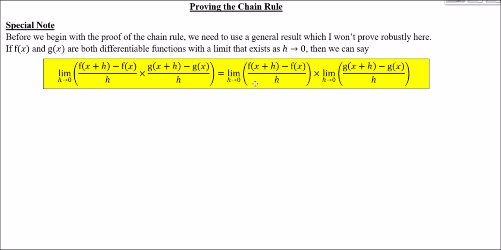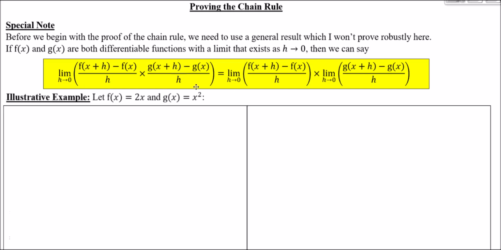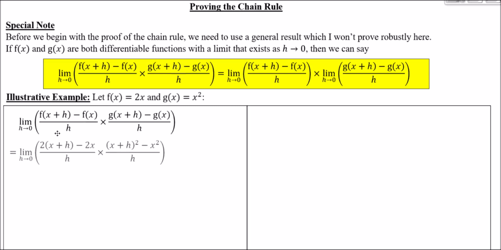I'm just going to give you a quick illustrative example to try to convince you that this actually does hold up. So, for example, let f of x be 2x and g of x be x squared. Dividing the page into two so we can see if this does work. Then on the left hand side, the limit as h goes towards 0 of f of x plus h minus f of x over h times g of x plus h minus g of x all over h becomes, just subbing in that f of x is 2x, two lots of x plus h minus 2x over h, and for g of x, which is x squared, g of x plus h is x plus h all squared, minus g of x, x squared, all over h.